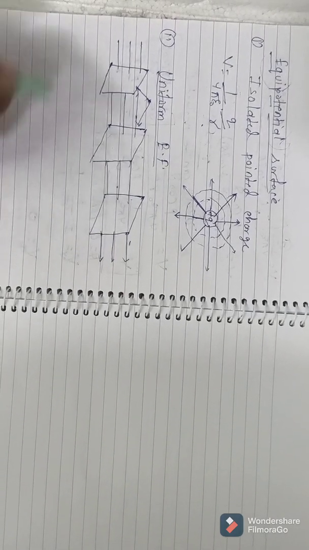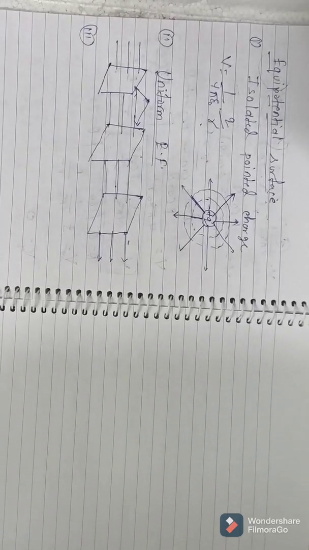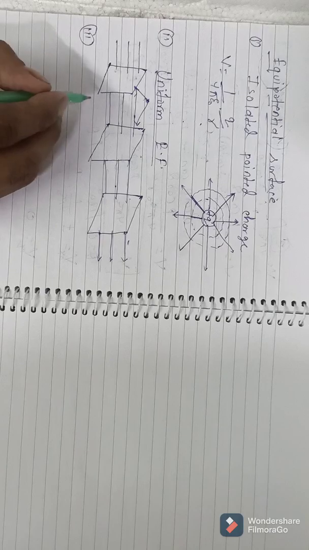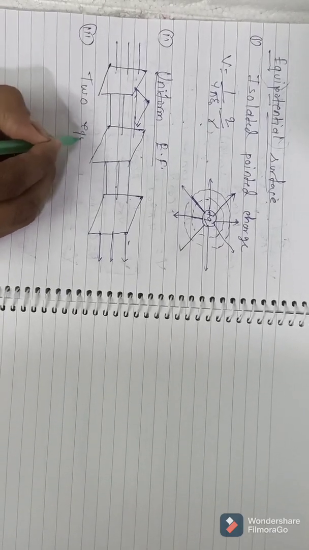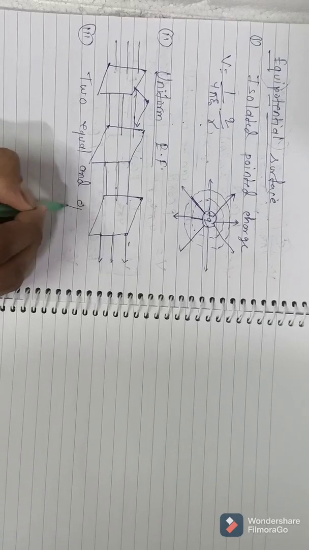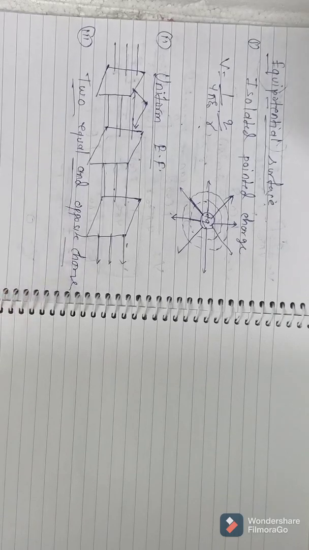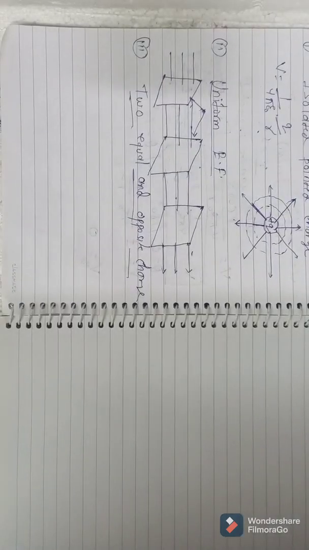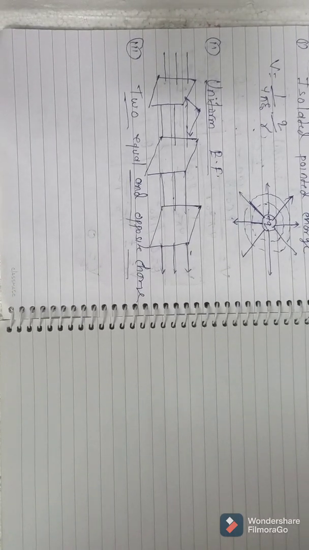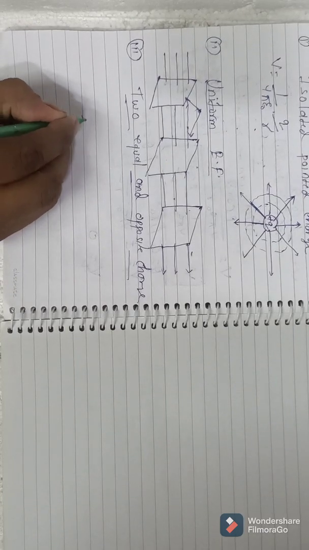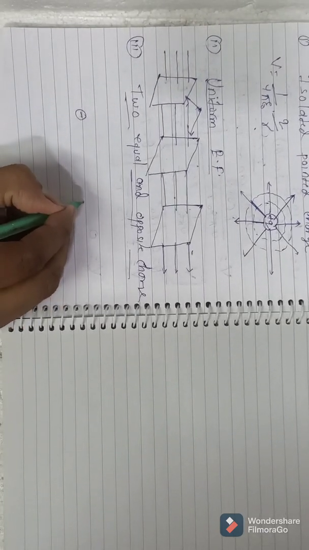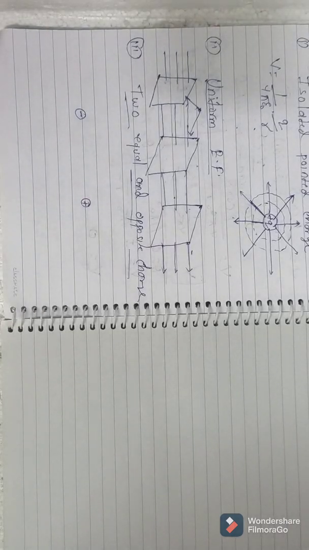Now draw the equipotential surface for two equal and opposite point charges. So we are placing two equal and opposite charges here. This is the negative charge and this is the positive charge. You can see they are separated by a very small distance, so we can say that this is forming an electric dipole also.